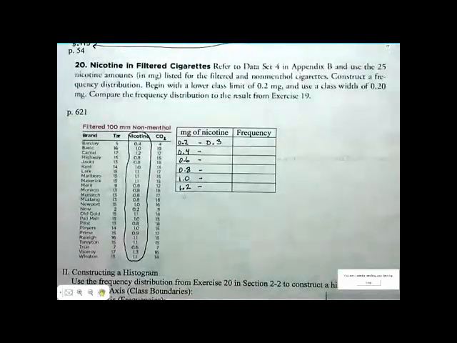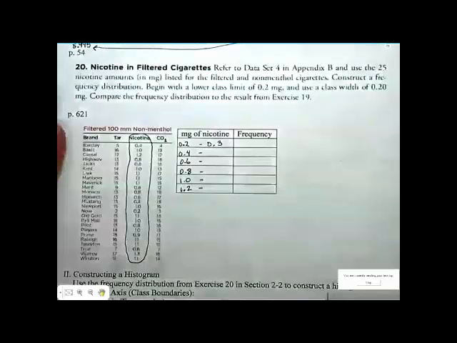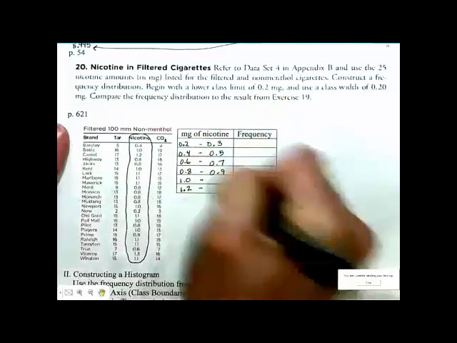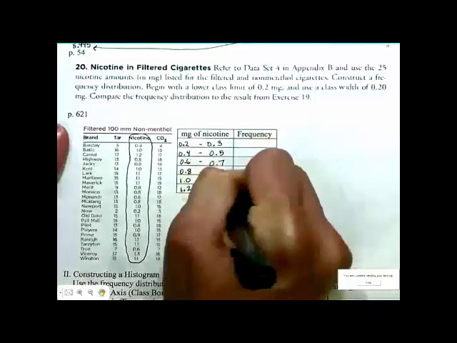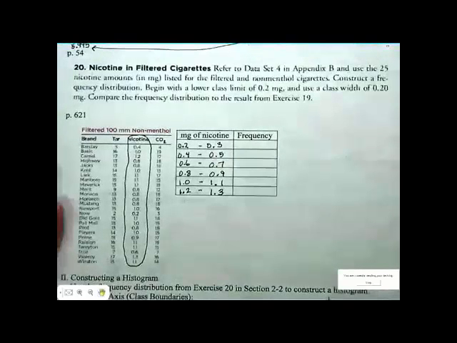And then the next upper limit would be what? Hang on to that question just a second. I'll come back to it. 0.5, and then 0.7, 0.9, 1.1, and 1.3. I would do this in pencil because it is possible that you will have to erase.